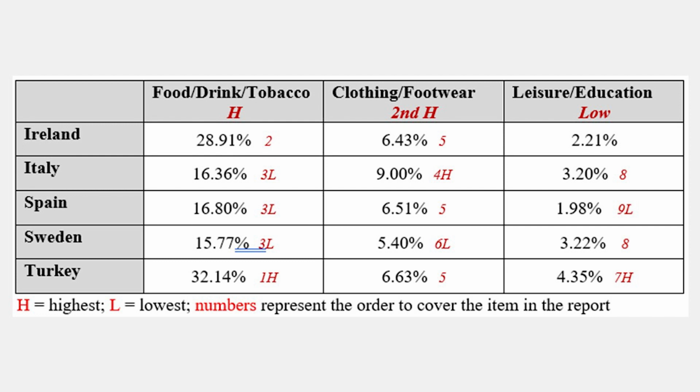So when I get to this first body paragraph about the food, drink, tobacco, I'm going to do it in order of the highest to lowest. Actually, I'm going to do this throughout the report. So each body paragraph is going to be structured from the highest percentage to the lowest. Now, I encourage this. This is a logical approach, right? Highest to lowest, or if you want, you could go lowest to highest.